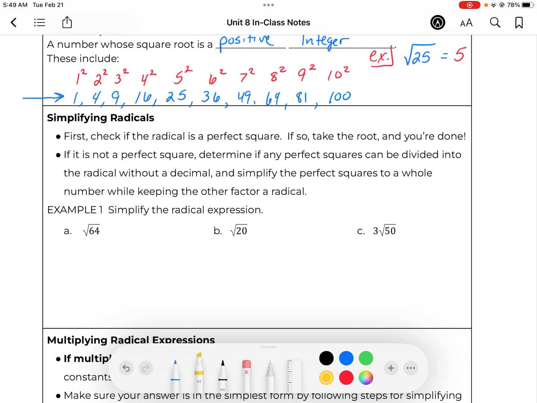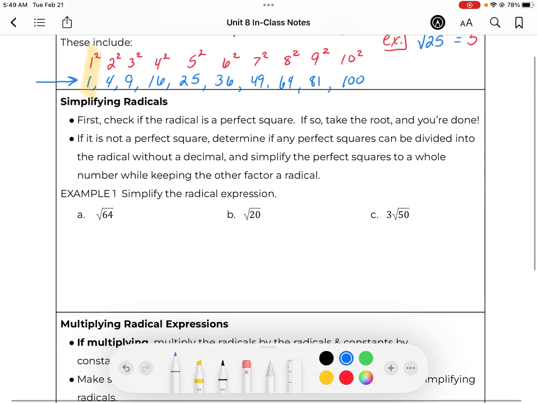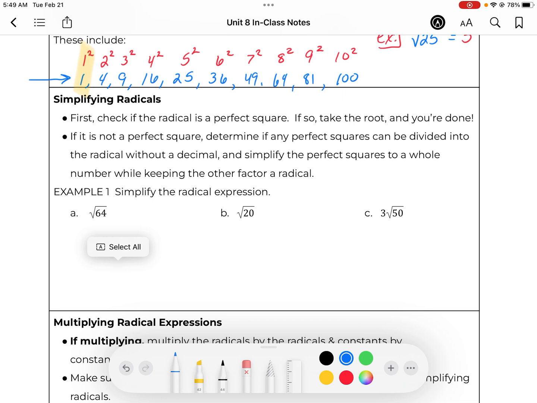Now, I do want you to be careful. This first one, 1 squared equals 1. That number 1 is a perfect square, but we won't really use that to simplify anything because it doesn't change the number. When you divide or multiply by 1, it doesn't change any other numbers, and so that doesn't help us as much. And so we won't use that one as often. So when we're simplifying these radical terms, these are all examples of radicals. Square root of 64, square root of 20, 3 square root of 50. Those are all examples of radical terms or radical expressions.